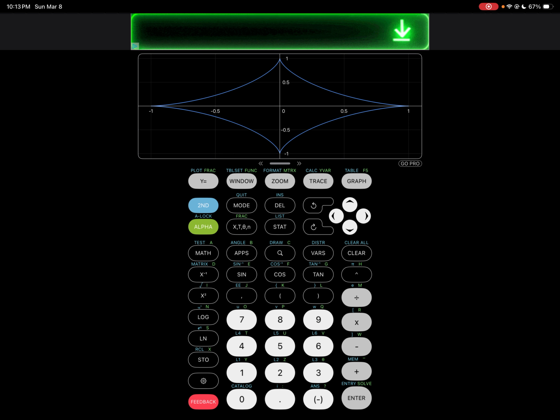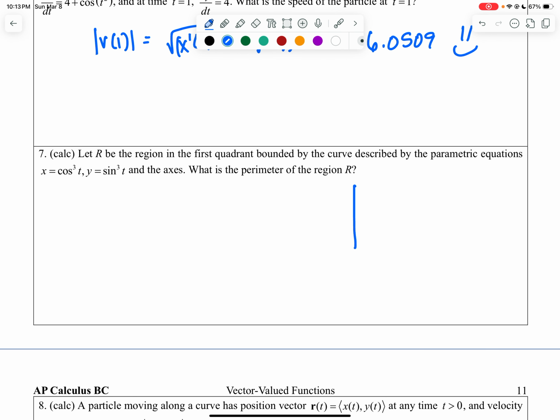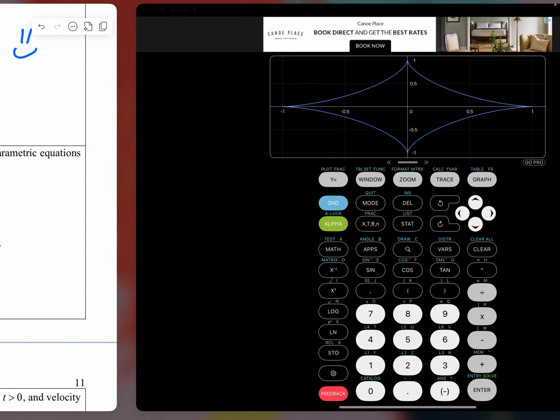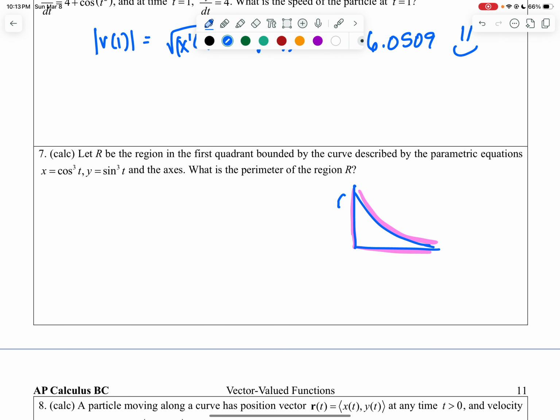Notice how this is my parametric curve, and I want to find the perimeter of region R. I already know that region R is bounded in the first quadrant. So whenever I'm looking at this graph, I'm looking at this part, this part, and this little curve. Based off of the graph, we know that our height is going to be 1, and our length is going to be 1. So this is 1 and this is 1 here, so I know that I have 2 right now.